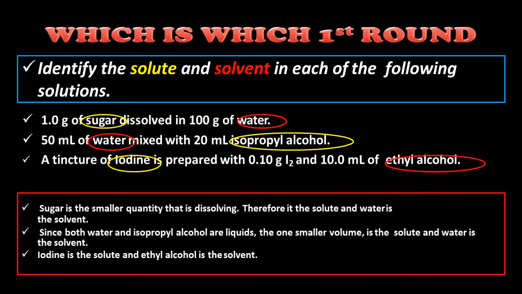Notes for us to remember. Sugar is the lesser quantity that is dissolving, therefore the solute, and water is the solvent. Since both water and isopropyl alcohol are liquids, the smaller volume is the solute and water will be the solvent. Iodine is the solute and ethyl alcohol is the solvent.